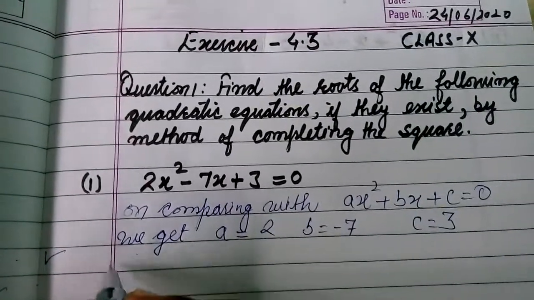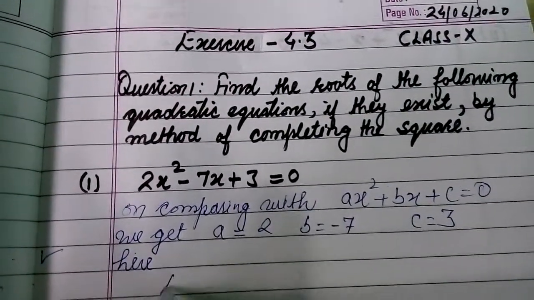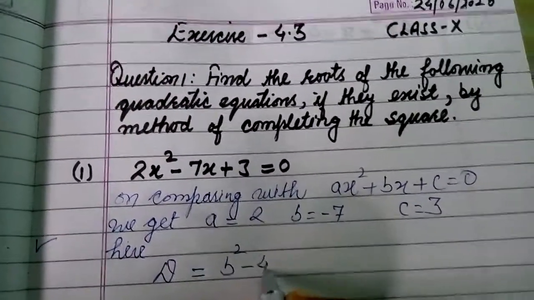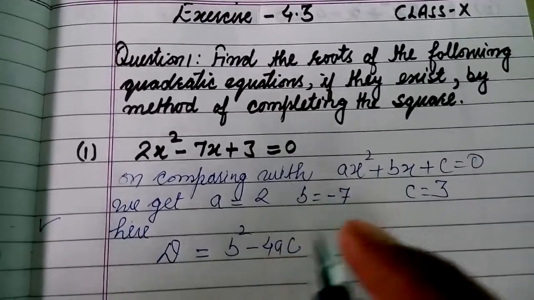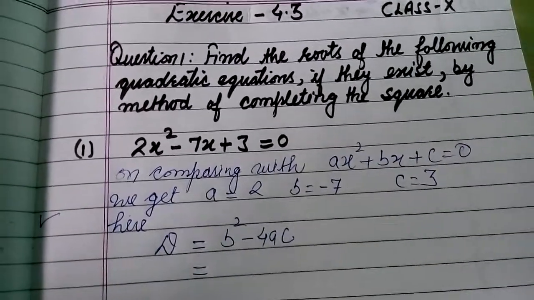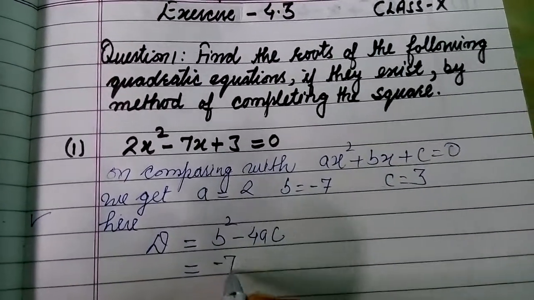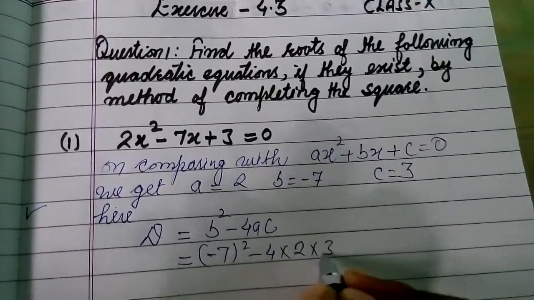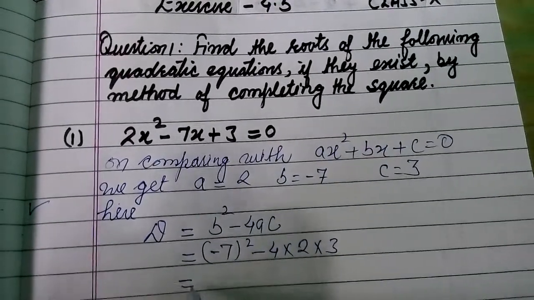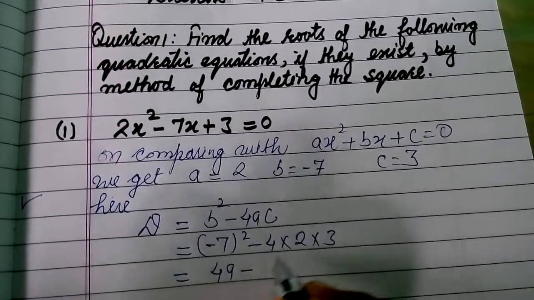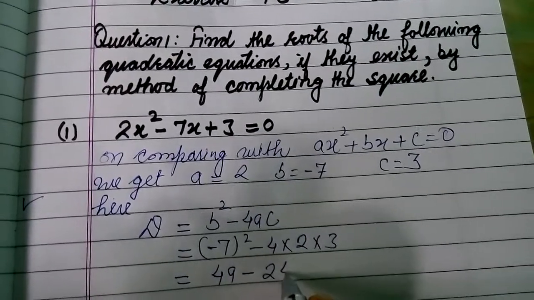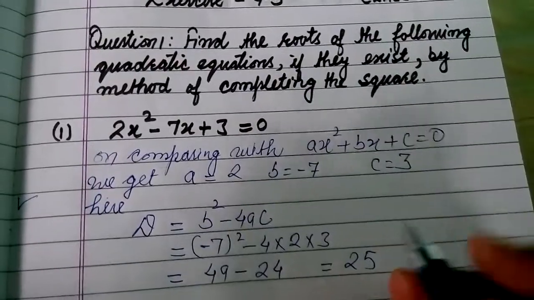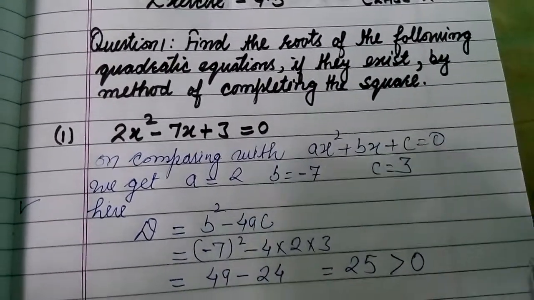Now the discriminant here is D, and what is the value of D? D is b square minus 4ac. Now put the values here. We will do all this stepwise. b square is (-7) square minus 4 into 2 into 3, which will be further equal to 49 minus 24, which will be further equal to 25. And here you can see that 25 is greater than 0.